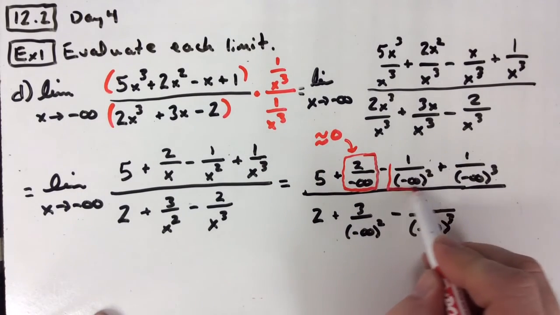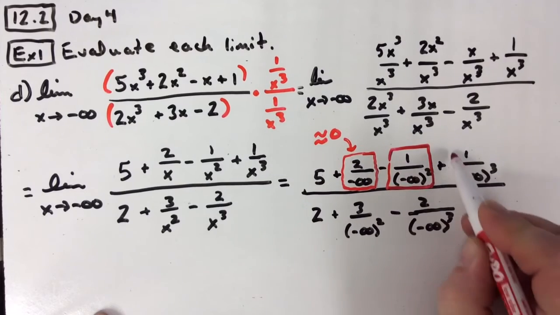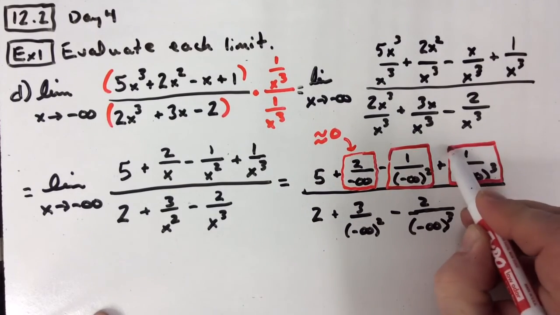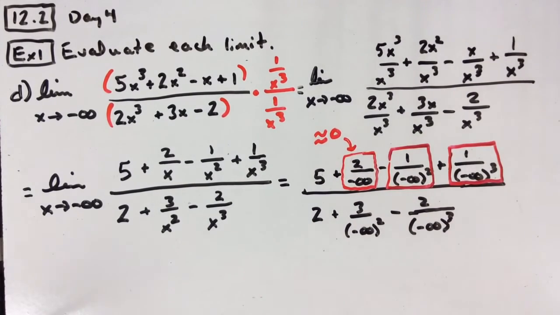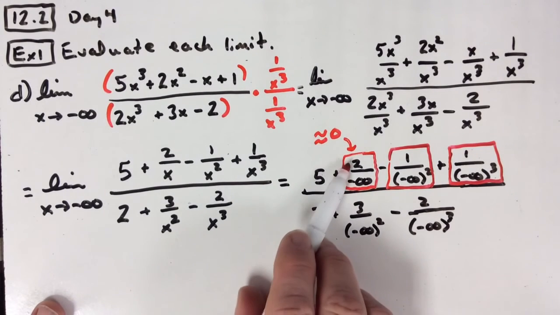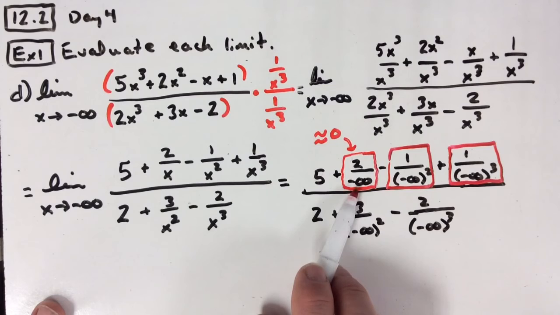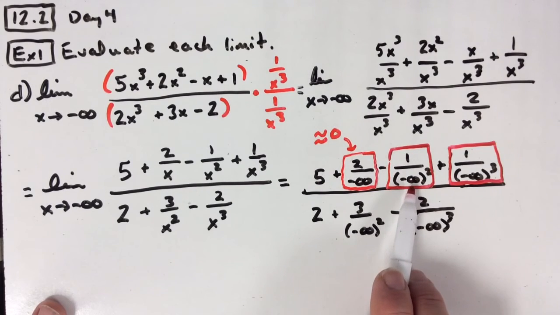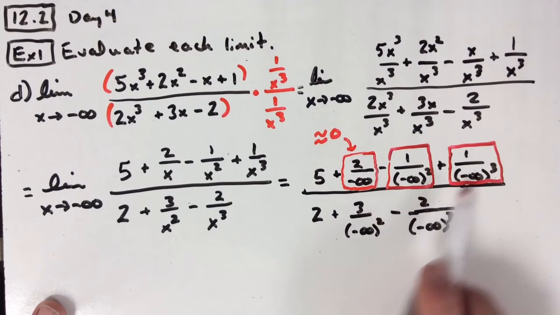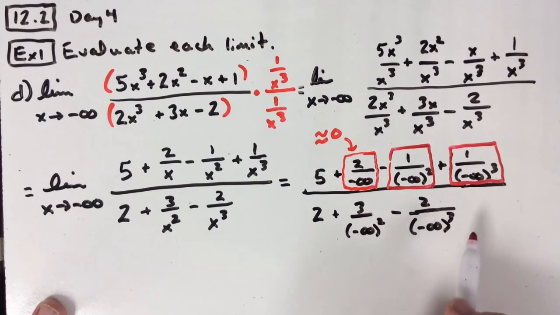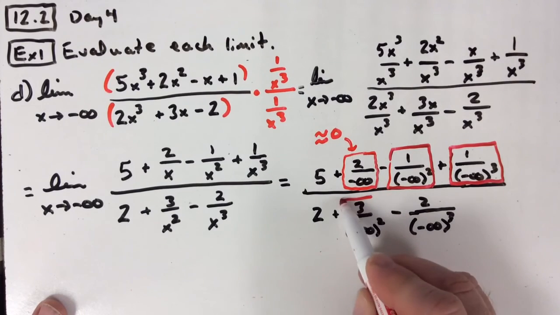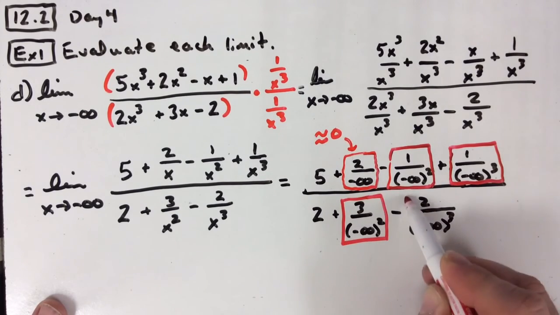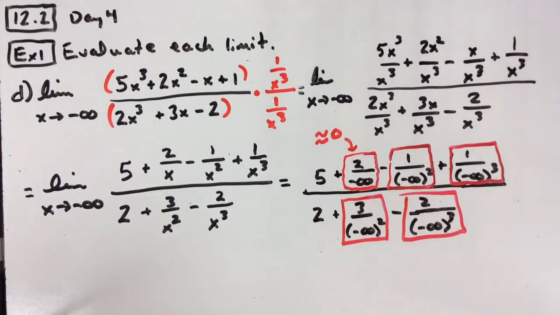And we have that in a bunch of different places. The infinity, or negative infinity in this case, that's in the bottom is being raised to a power, but still, this is 2 over a very big number. That's very close to 0. This is 1 over a super big number. That's really, really close to 0. We have 1 over, again, a number that's super big down in the bottom. So each one of these fractions ends up being really, really close to 0.